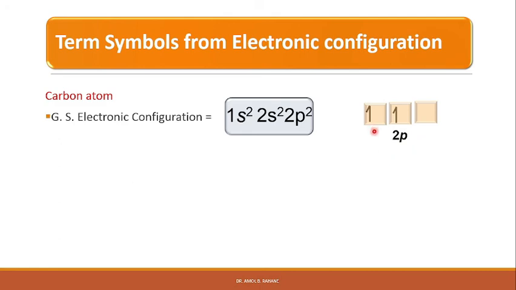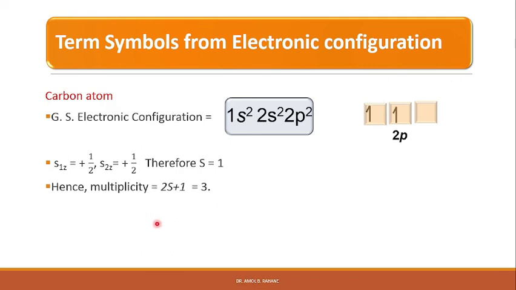Therefore these spins are parallel, and we get Sz values as S1z equal to plus 1/2 and S2z equal to plus 1/2, and therefore we get total S equal to 1. Hence multiplicity is 2S plus 1, equal to 3, and both the electrons are in p.